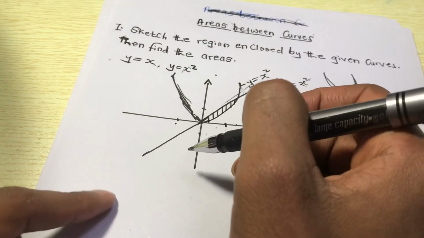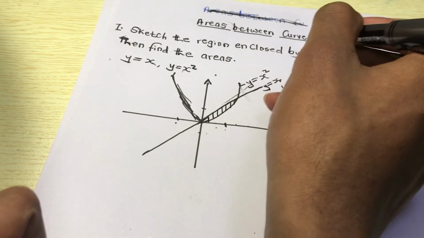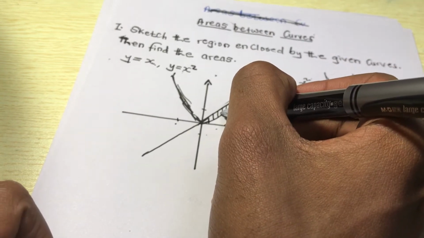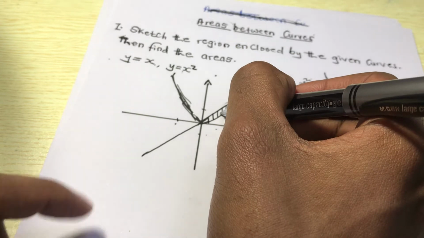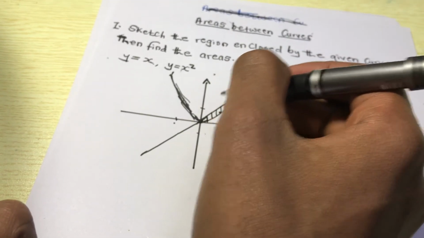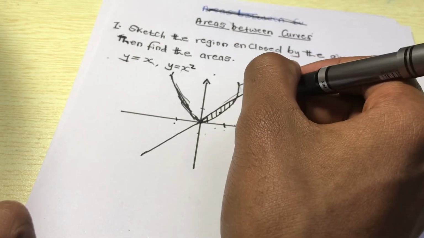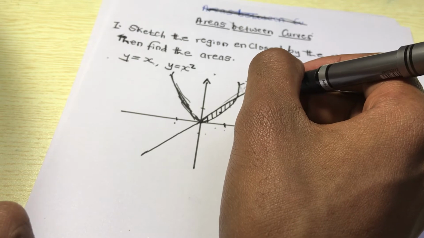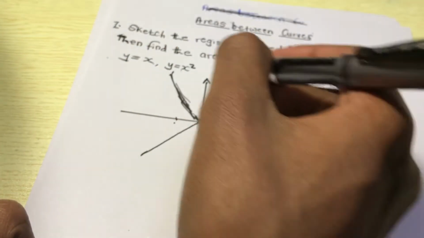How do we find the shaded area from here? After we sketch these points, we have sketched the graph. Then from there, we are going to find the shaded area by using the integration method. Before we go to integration, we have to find the x coordinates that we use in integration. How will we find those x coordinates?